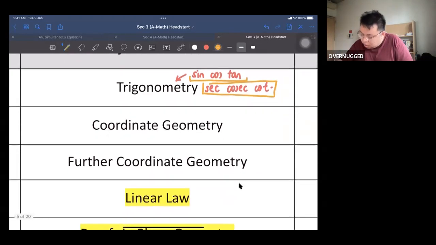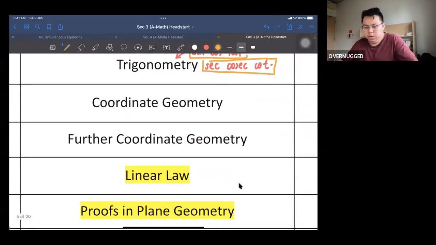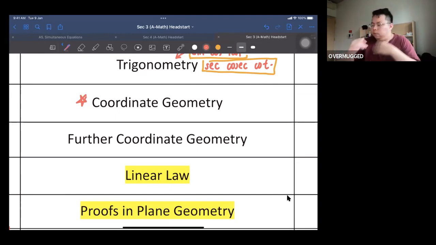Okay, coordinate geometry and further coordinate geometry. So what's the difference? Coordinate geometry is pretty similar to the E-math coordinate geometry. So this is a good thing. Whatever you study in E-math coordinate geometry is pretty close to the A-math one. The only main difference is that you learn 2 additional formulas in A-math. And the questions, of course, step up in difficulty.